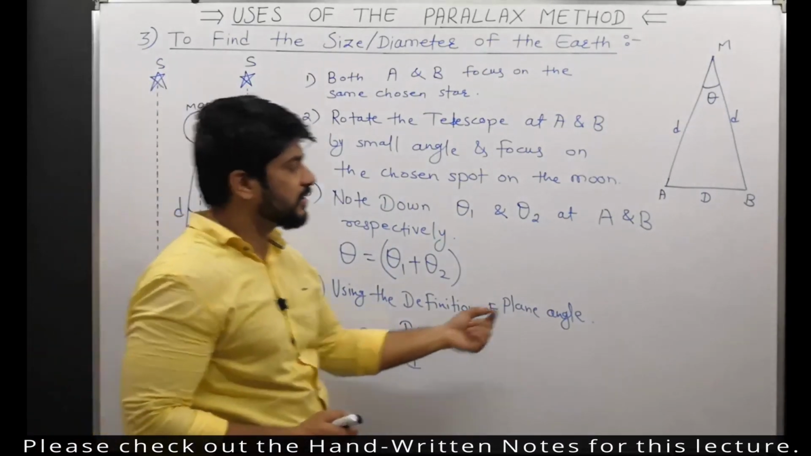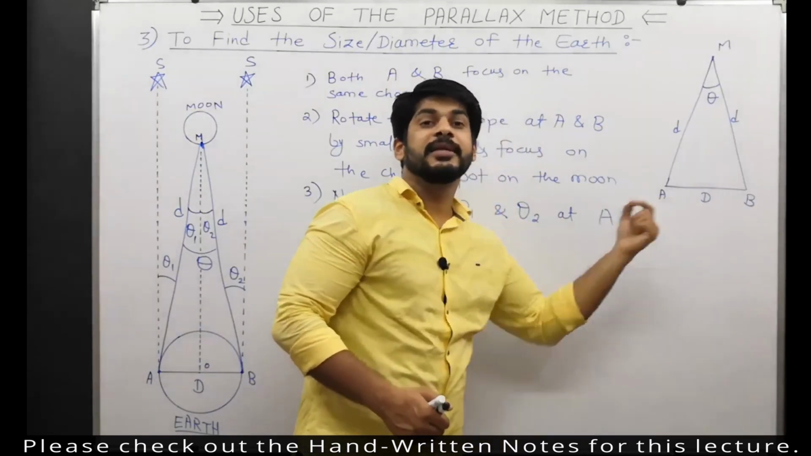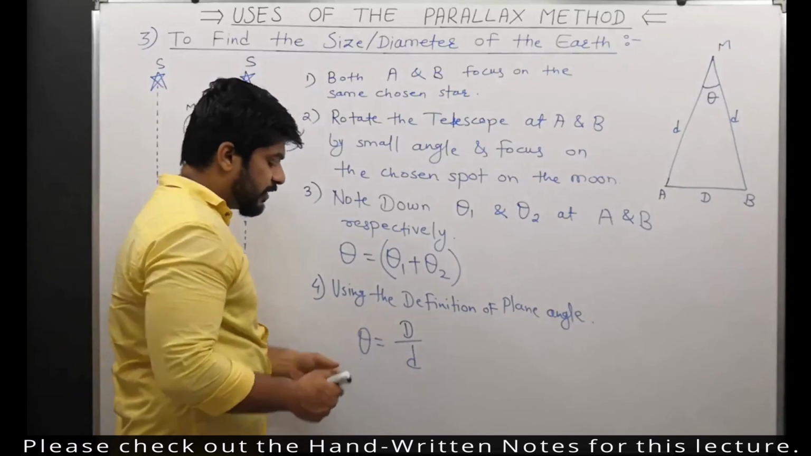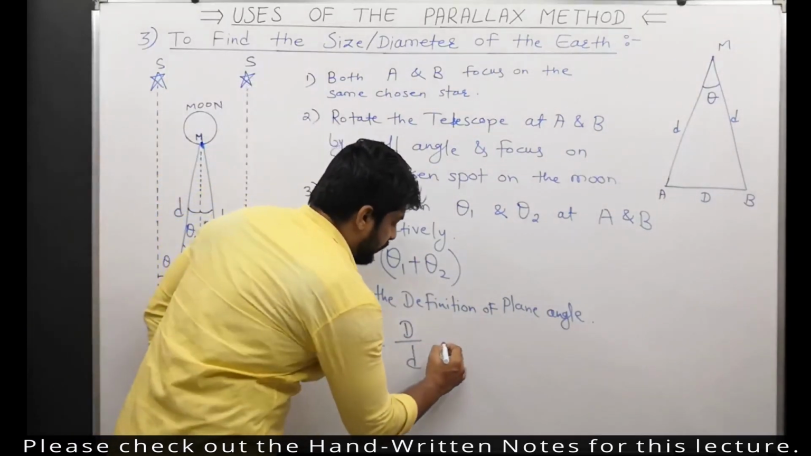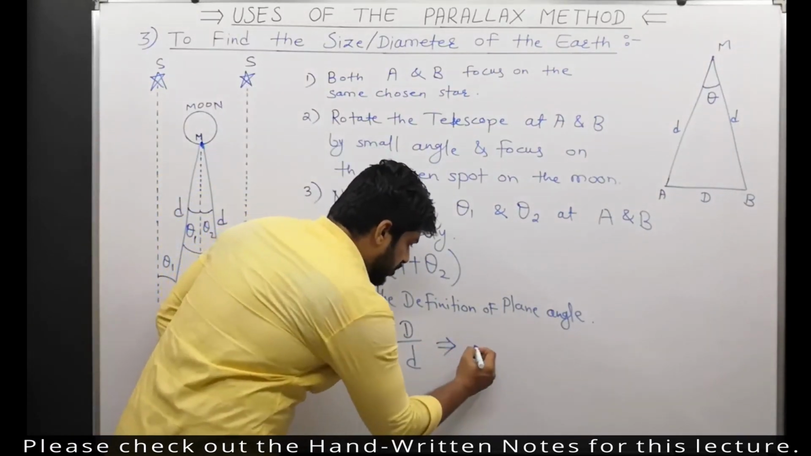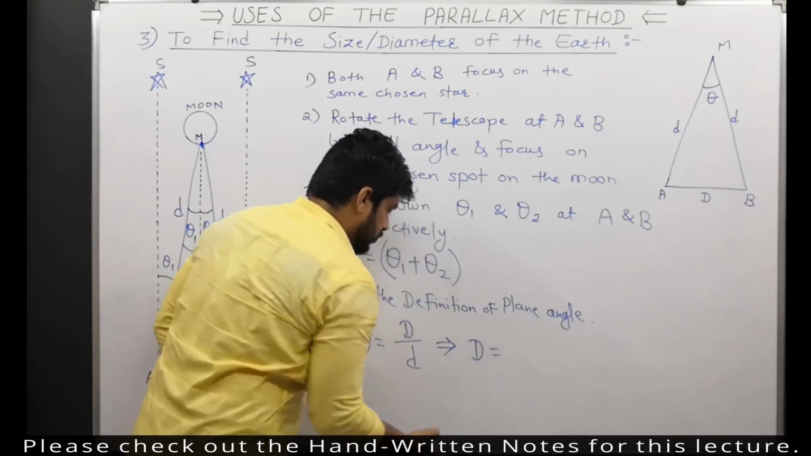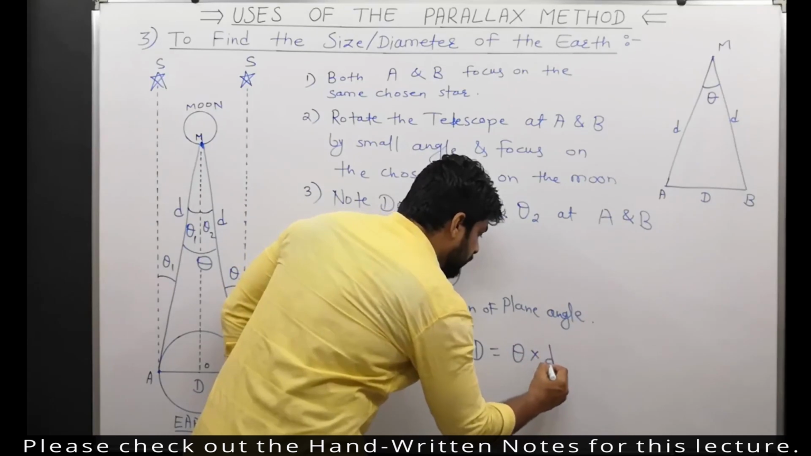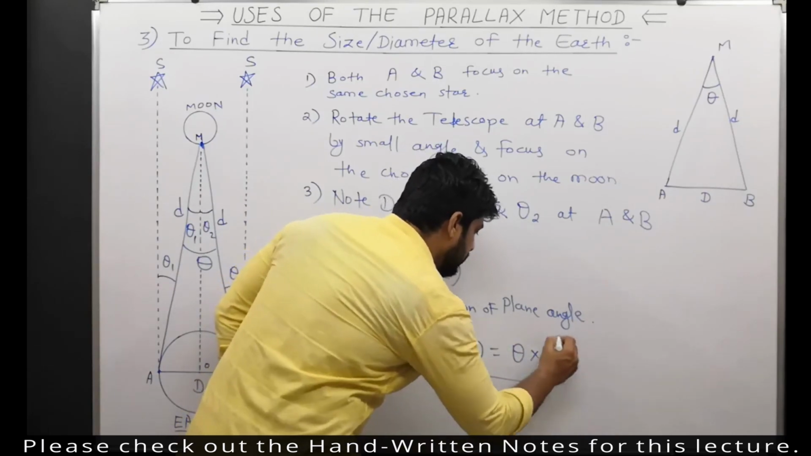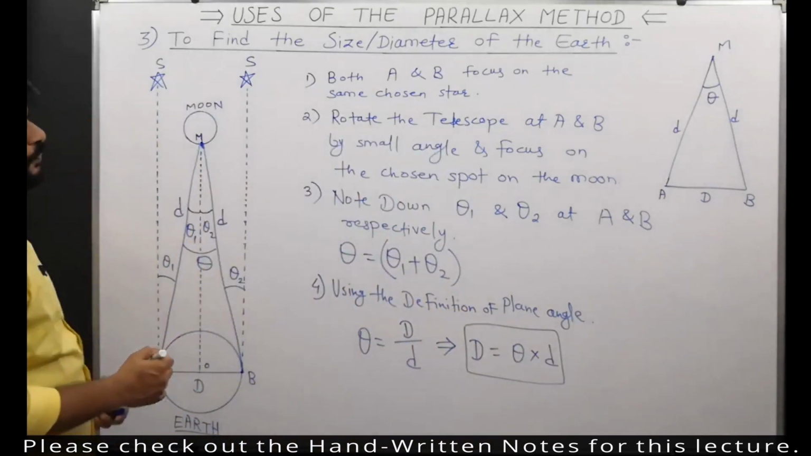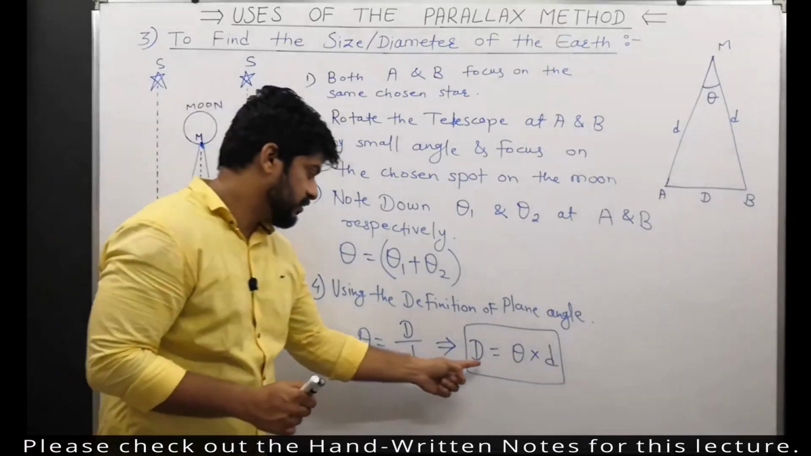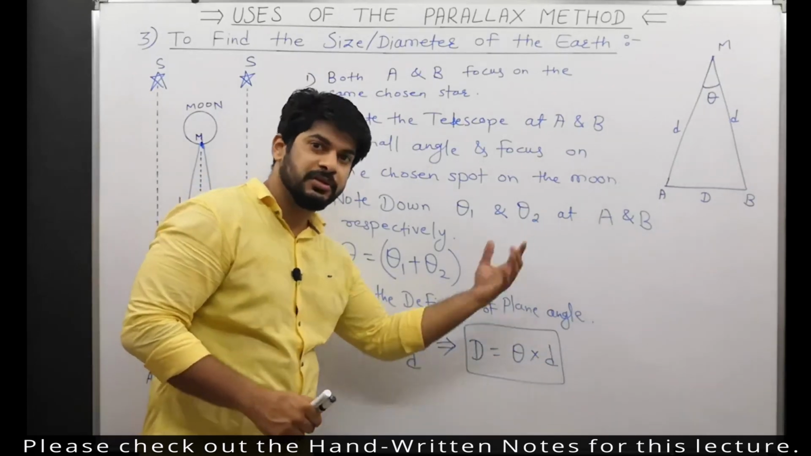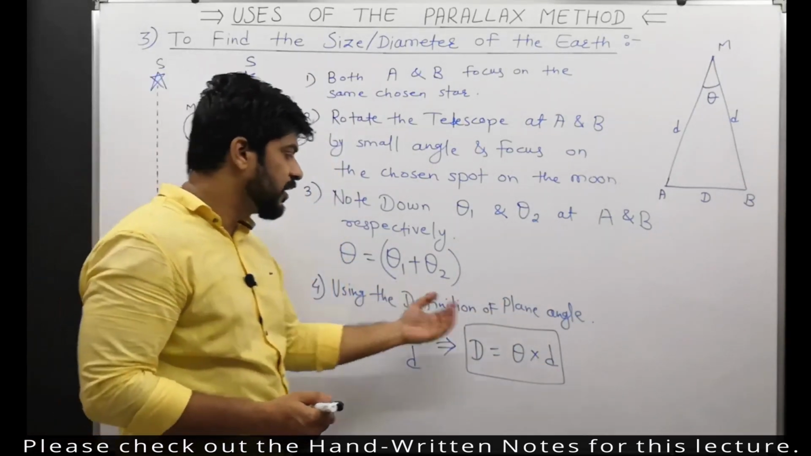Now what we want is the size, the diameter, isn't it? We wanted this diameter. So we just switch the terms to the other side. I can write theta into d. We have found out the theta, and we know this small d. Just multiply them.